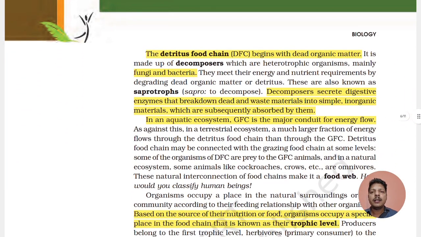The DFC, the detritus food chain, begins with dead organic matter, mainly fungi and bacteria. They are known as saprotrophs. Sapro means to decompose. Decomposers secrete digestive enzymes that break down dead and waste material into simple inorganic materials which are subsequently absorbed by them. In an aquatic ecosystem, the GFC is the major conduit of energy flow.